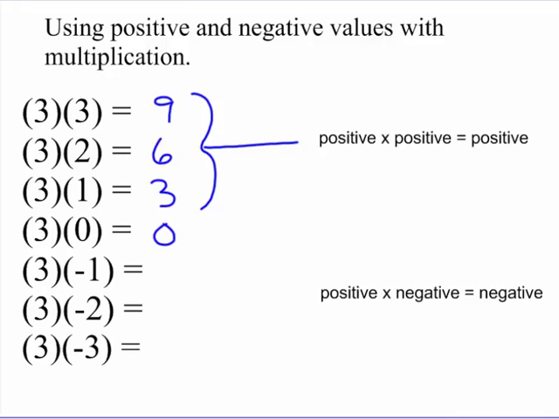If we continue down this table, 3 times negative 1, that's 3 groups of negative 1. Negative 3. 3 times negative 2, 3 groups of negative 2, and 3 times negative 3 is negative 9. Now this is the big idea from our previous video, that a positive times a negative is a negative value. And we're going to have to keep that idea in mind for the next slide.